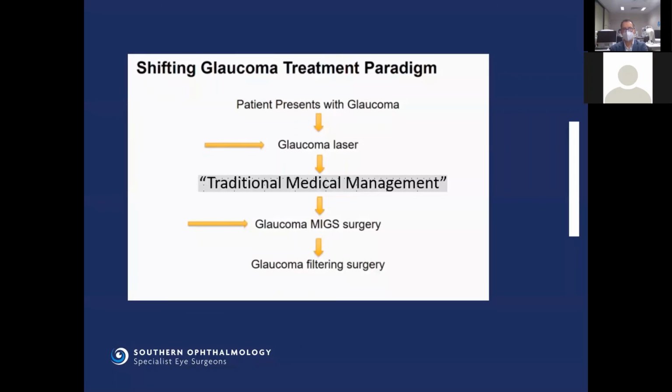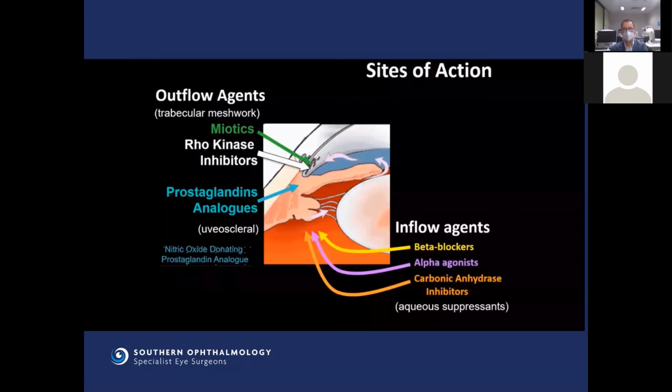Briefly looking at the traditional medical management, there are a number of agents which can be classified either as inflow agents or outflow agents, those that work as aqueous suppressants or those that work on increasing the outflow either through the trabecular meshwork or the uveoscleral route. The prostaglandin analogs work through the uveoscleral route, and the miotics and rho kinase inhibitors through the trabecular meshwork.